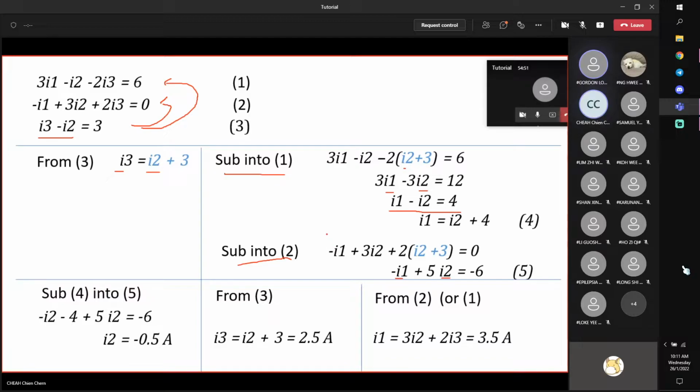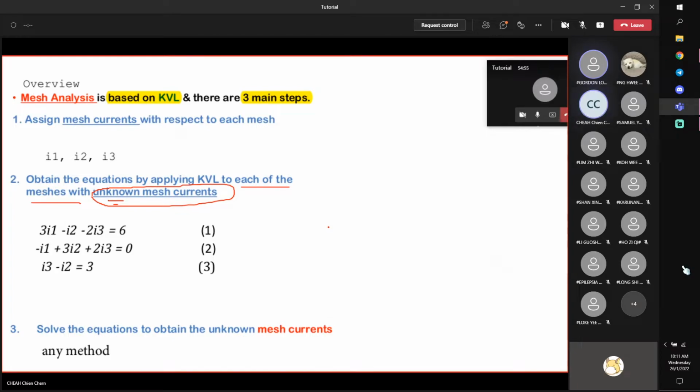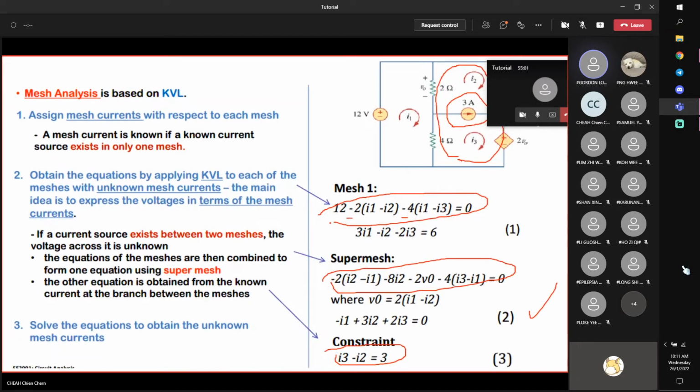Sorry, can you go back one slide? I just want to see how to derive the equation for the super mesh. Thank you, sir.